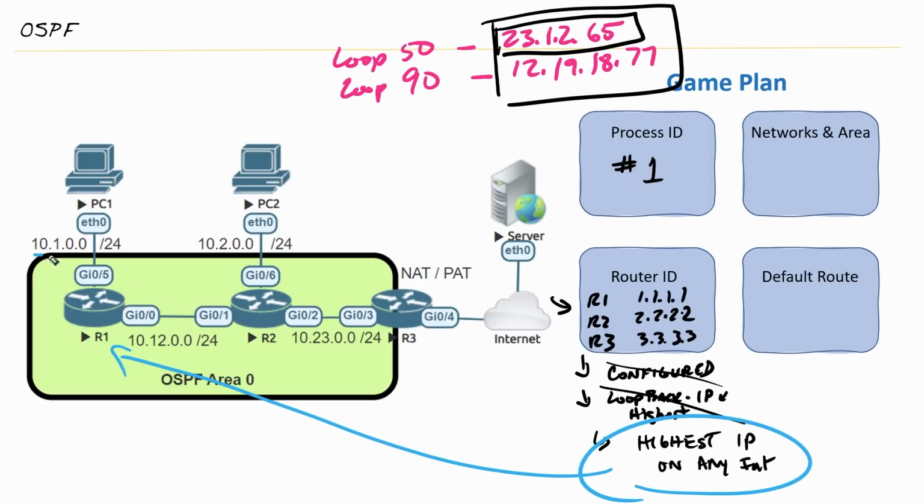R1 has an interface on the 10.1.0 network and the 10.12 network. And let's also imagine we're using .1 as the last octet on both of those. In this case, this IP address, 10.12.0.1, would be the highest IP address, and that would become the router ID for R1. And again, that's only if, in order, we don't have a configured router ID and we don't have any loopback interfaces whatsoever with an IP address. All right, so that's the pecking order for choosing a unique router ID.